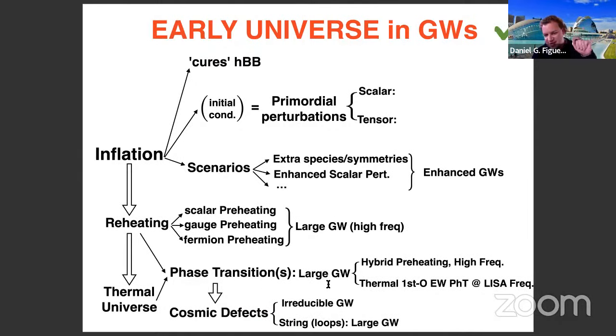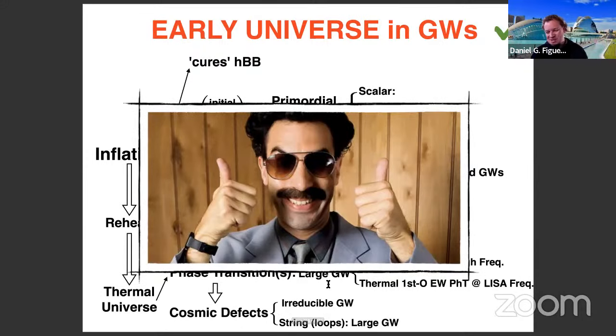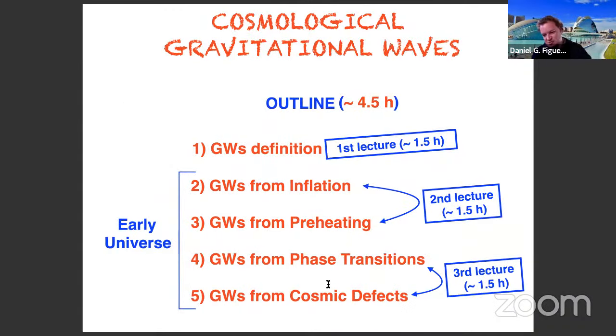So with this, I think I've covered in a very general manner the whole picture of stochastic gravitational wave backgrounds from the early universe. This is the summary of the topics we've covered.